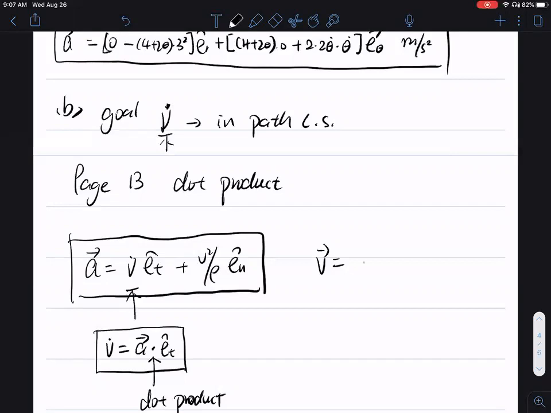Okay, so the equation under path for velocity is just V times e_t.